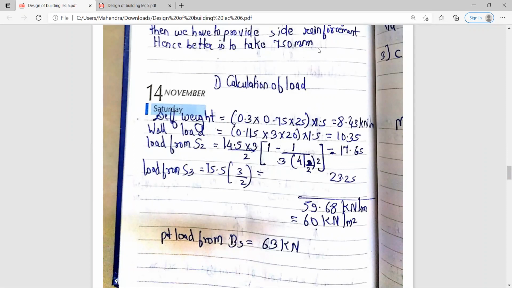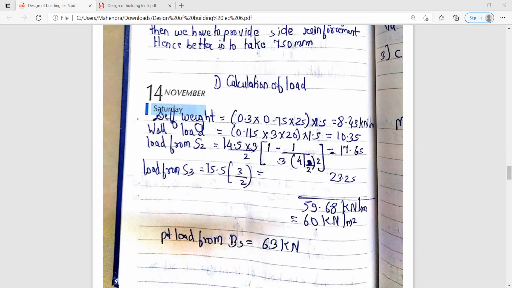After calculating self weight, again you need to calculate the wall load. Wall load will be same for beam B3 as well as for the beam B7. So the wall load you get after calculation is 10.35. Then load from S2. The load acting from both slabs, S2 and S3, that also you are going to consider. So for the slab S2, see your plan. So 14.5, that is W into L by 2 into 1 minus 1 upon 3 into 4 by 2 square. Now how did all this come?